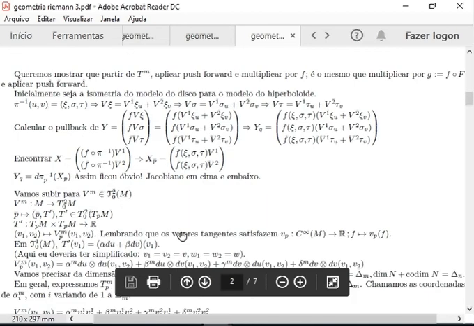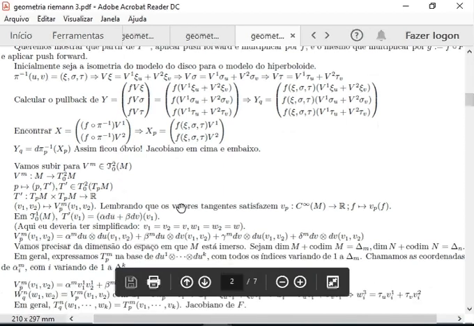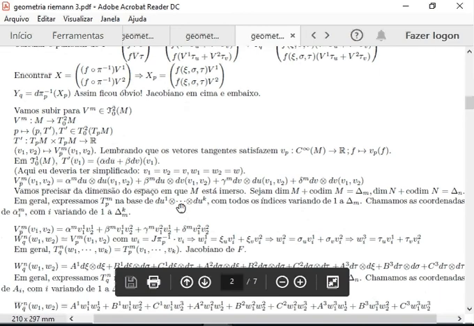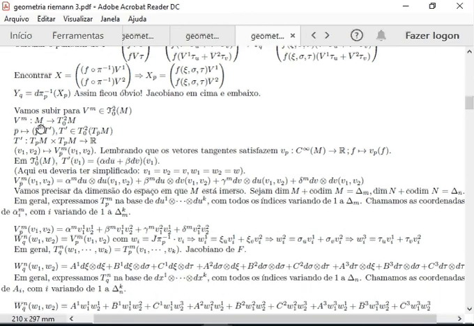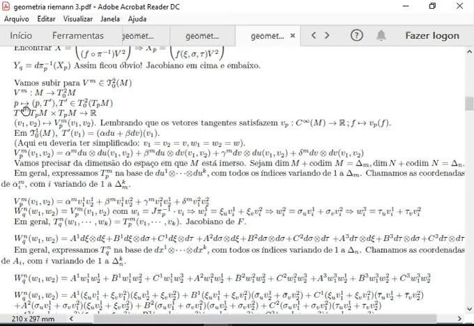Now let's go up to Vm in T0 to M. What's Vm? It's a function from M to T0 to M. It's a generalization of our tangent bundle Tm. Vm maps each point P to P T line. P is the same P and T line is a function in T02 of TPM.